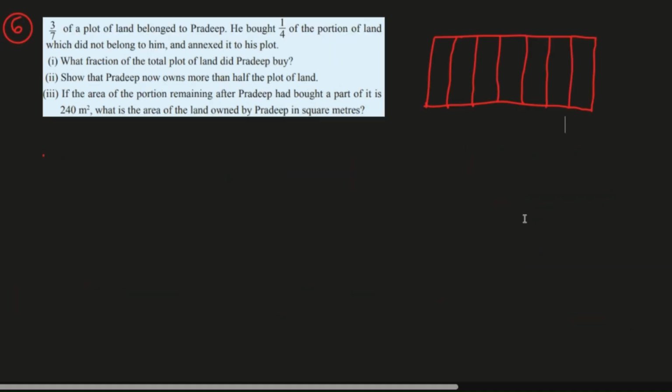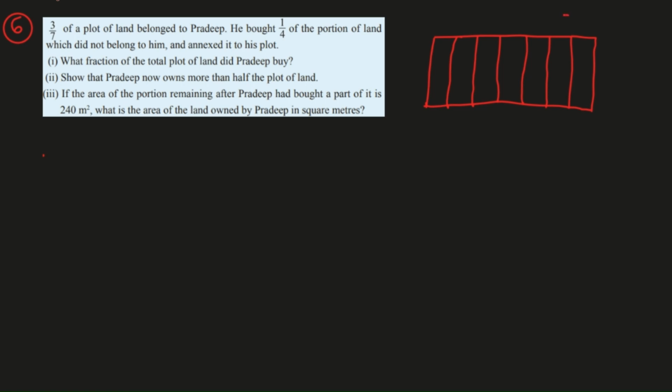Okay, guys, let's move on to the sixth question. In the sixth question, it says 3/7 of a plot of land belongs to Pradeep. He bought one fourth of the portion of land which did not belong to him and annexed it to the plot. So, the first question that they ask is: what fraction of the total plot of land did Pradeep buy?